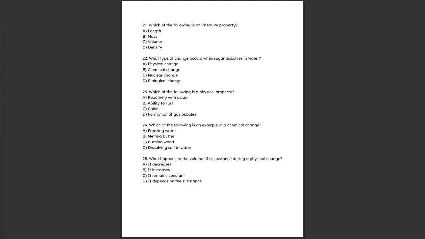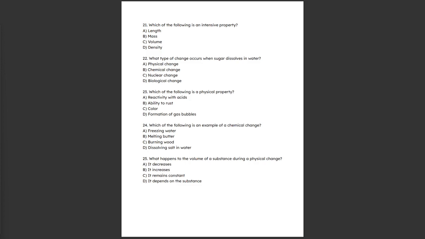Number 22, what type of change occurs when sugar dissolves in water? The correct answer is A, physical change. Again, there's those nuclear and biological changes you can just throw out the window. So if you let the water evaporate, we know that the sugar will come back just like salt. So it is a physical change. It can return back to its original state.